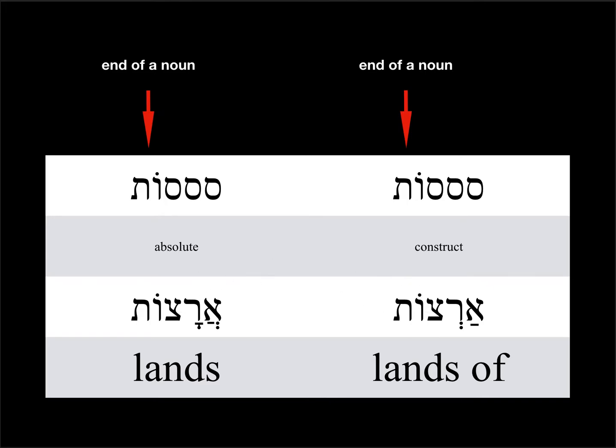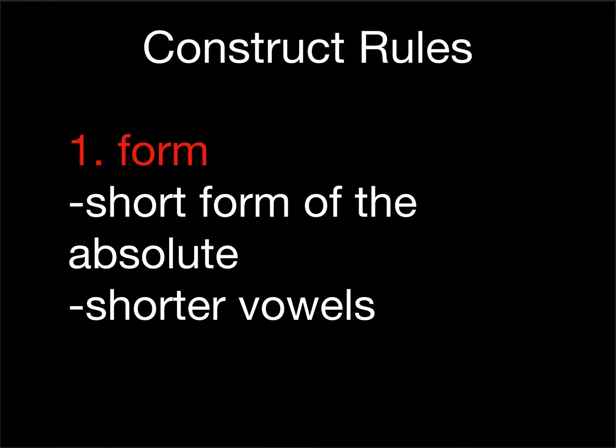Lands, lands of. So let's go over some rules and see what the forms are, how to recognize construct, and how to translate the construct. Let's start with the form. Construct is a short form of the absolute. We've already seen the chart, we've seen some examples, and besides the form itself, the consonants, you should also know that the vowels may shorten. This may throw you off a little bit at the beginning, but the more you translate, you will see and understand the shortening of the vowels.